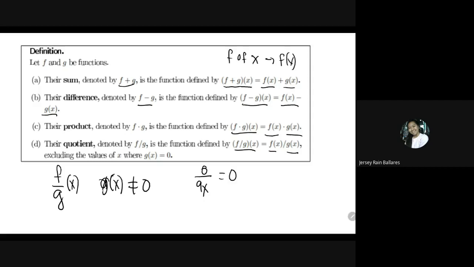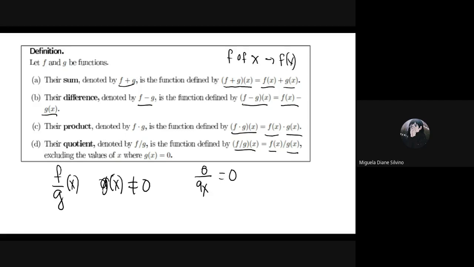Remember, in division, commutative property is no longer working with division. Ang commutative ay nag-work lang siya sa addition and multiplication. I think Silvino ba to? Is raising her hand. Sir, undefined po. Undefined siya.